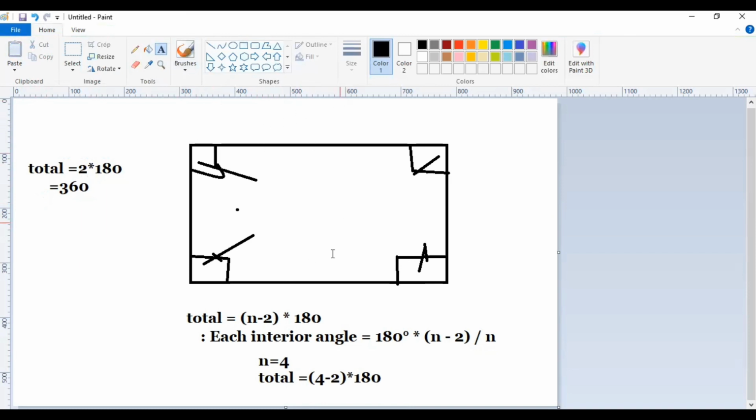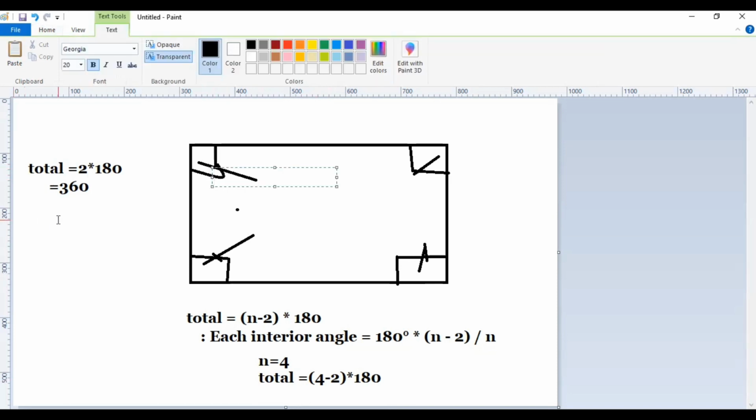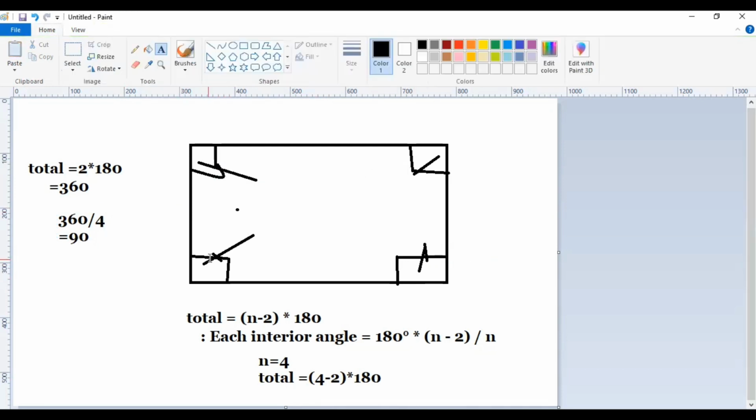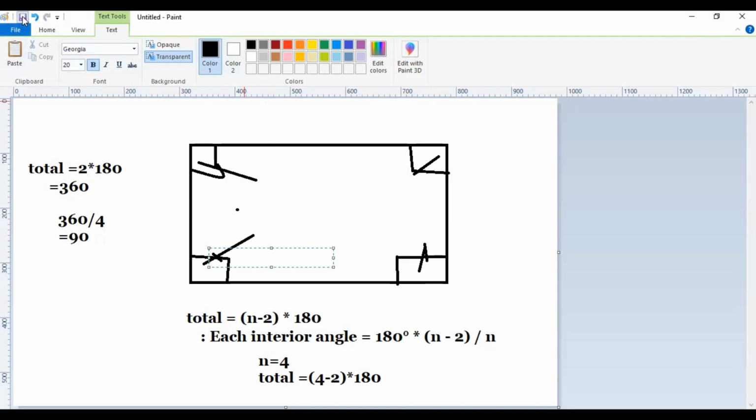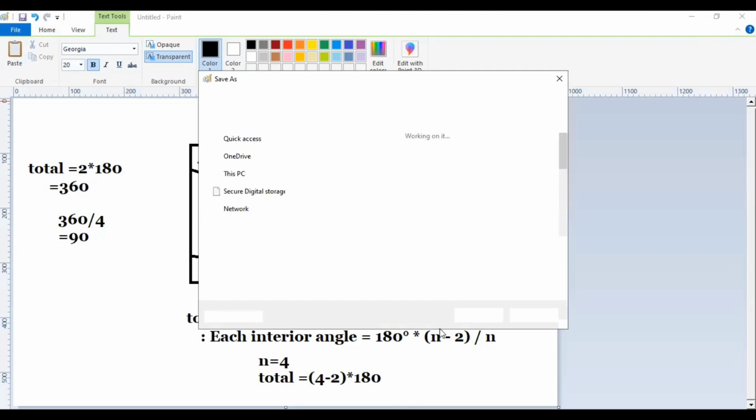So since we have gotten it, let's find out the angle of each of them. The angle on each of them will be this total divided by the number of sides, which is 4, right? 360 divided by 4. So that means we are going to get 90 degrees. So each of these angles is 90 degrees. Very simple thing.